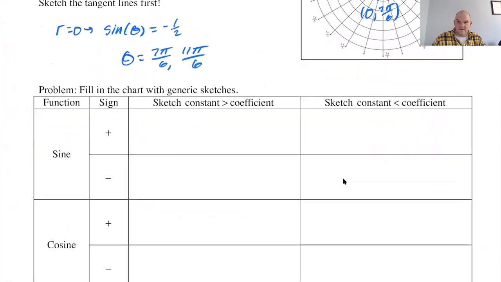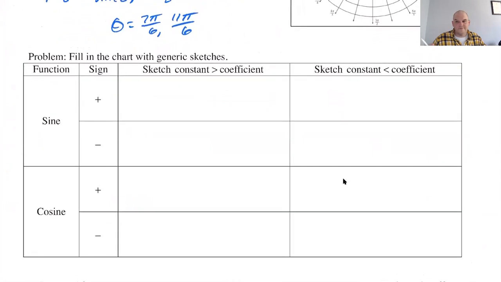All right, so now this is not going to go well for me, but I'm going to try it. The constant is bigger than the coefficient. So think in extremes: the constant is 1,000 and the coefficient is 1. You're never going to get an inner loop in that case.